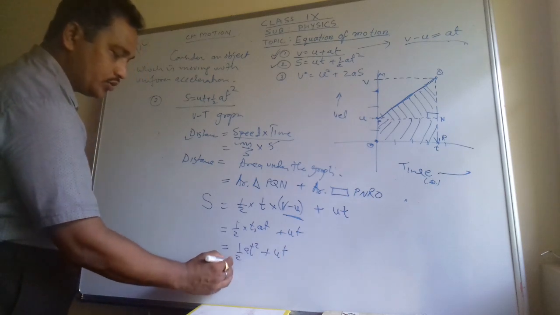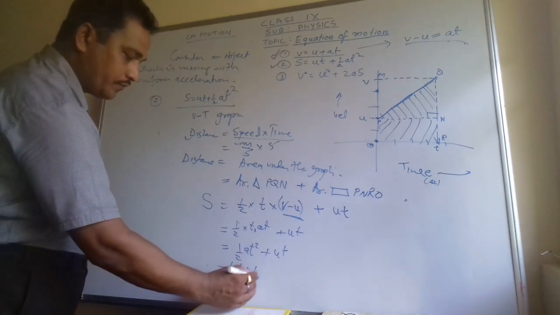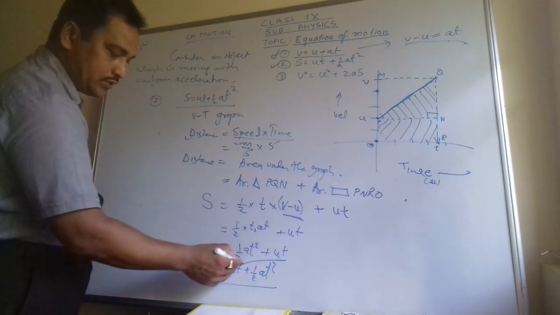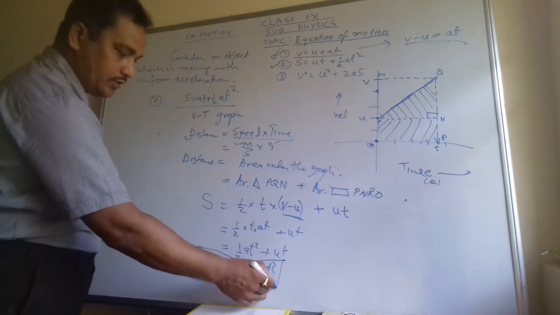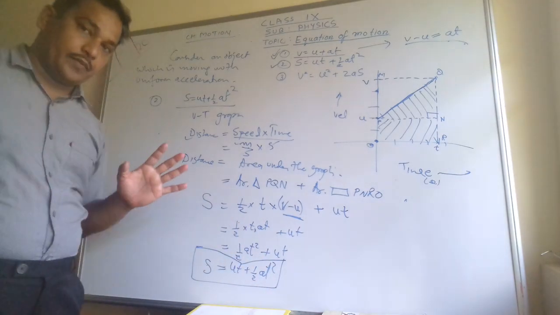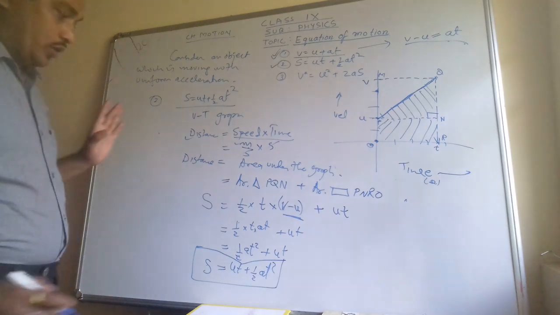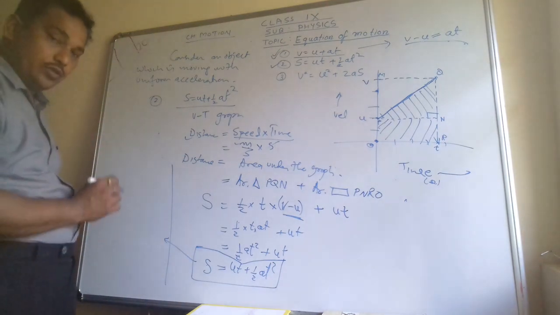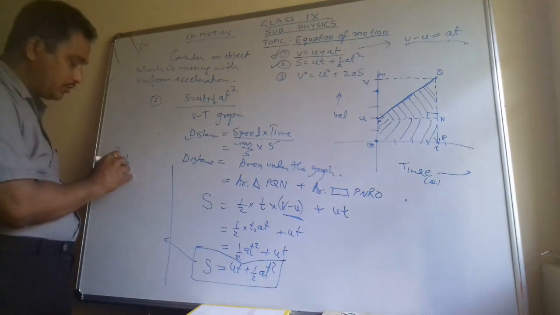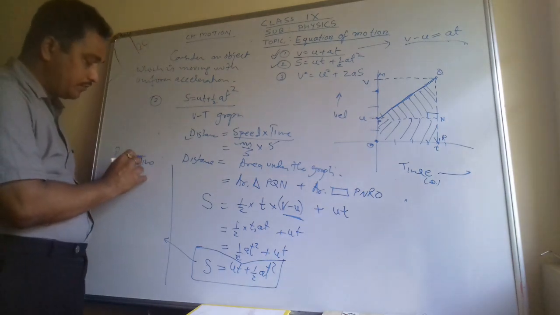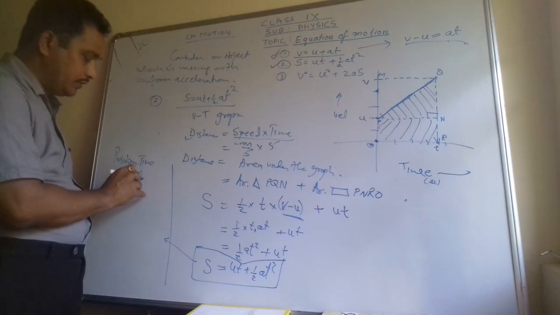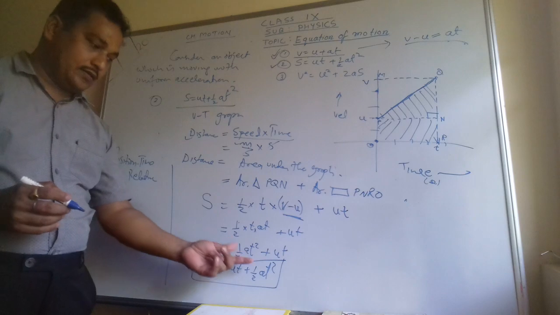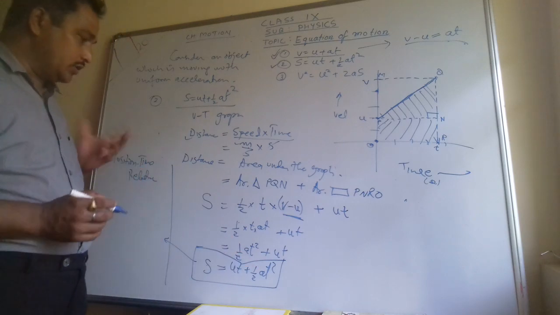So this becomes ut plus half at square. So this is the value of the distance. We can calculate like this and derive this graphically. I hope it is clear to you. Okay, so what is the name of this? Position time relation. This gives the relation between position, meaning s, and time. So this equation is called the position time relation.